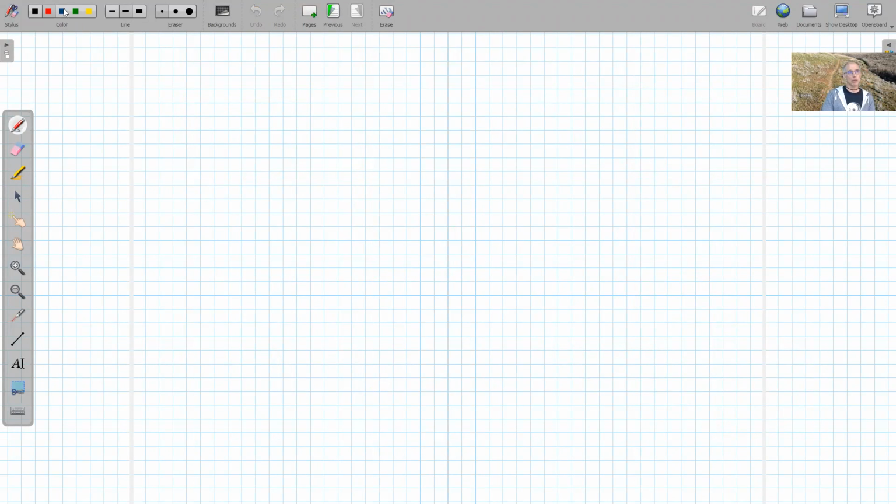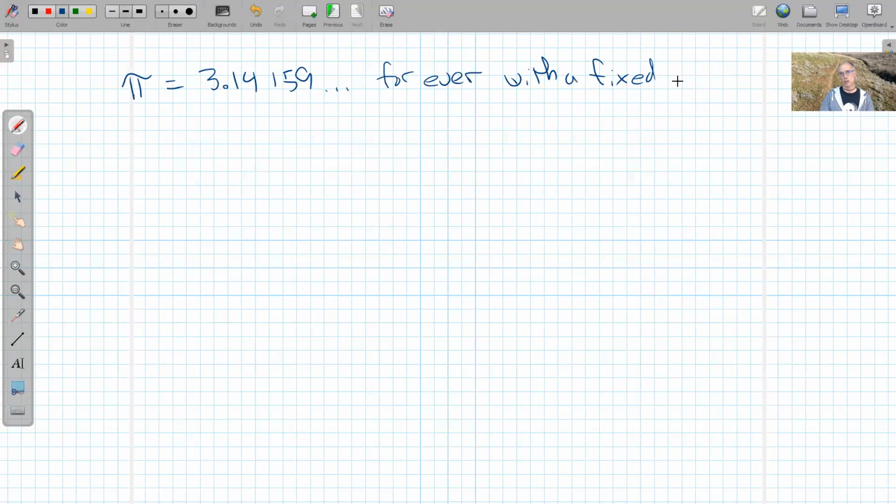So common examples of this that we're familiar with are pi, 3.14159, blah, blah, blah. It keeps going forever without a fixed pattern. And then the question is, what other numbers are like that? So this number is not a fraction of whole numbers.